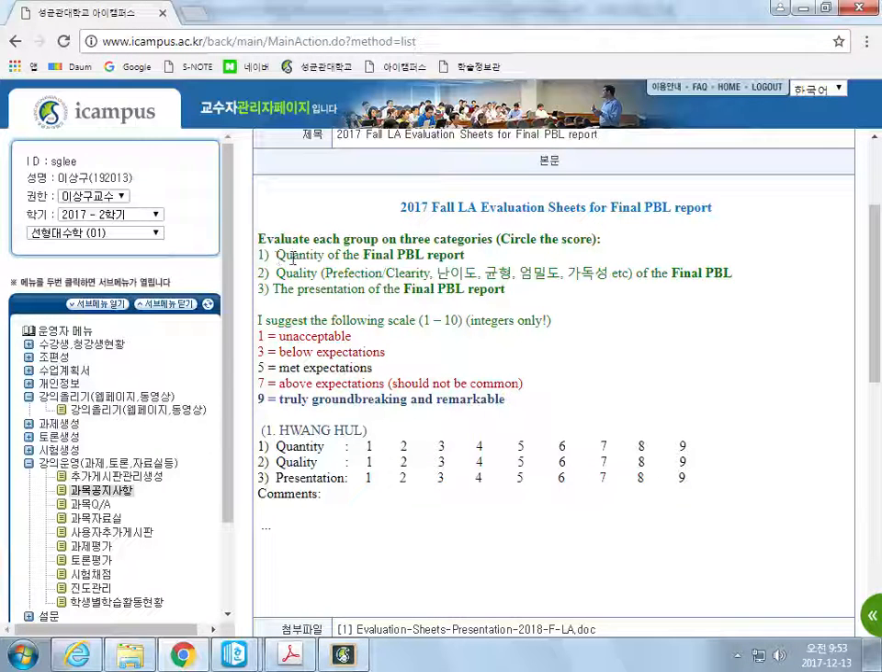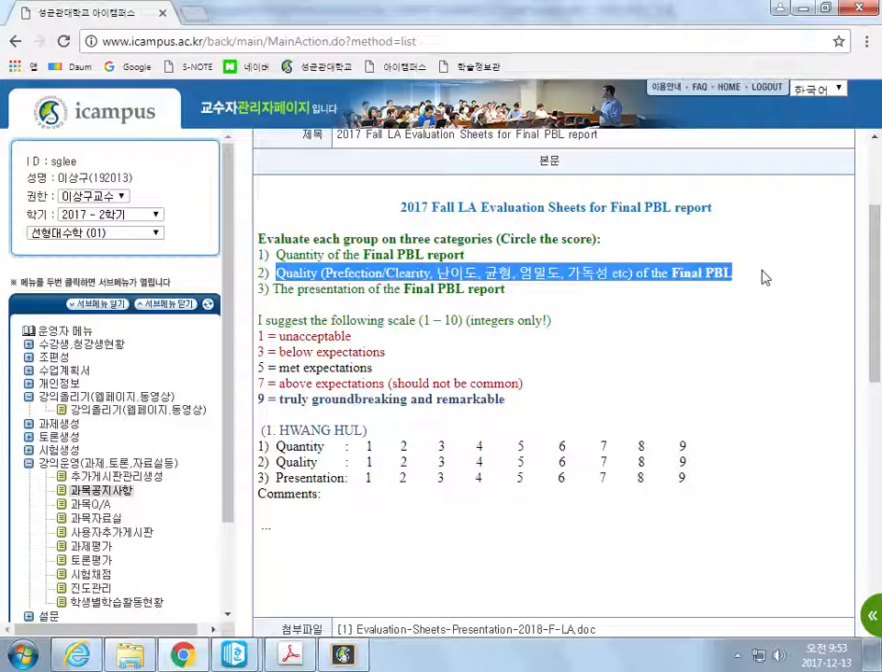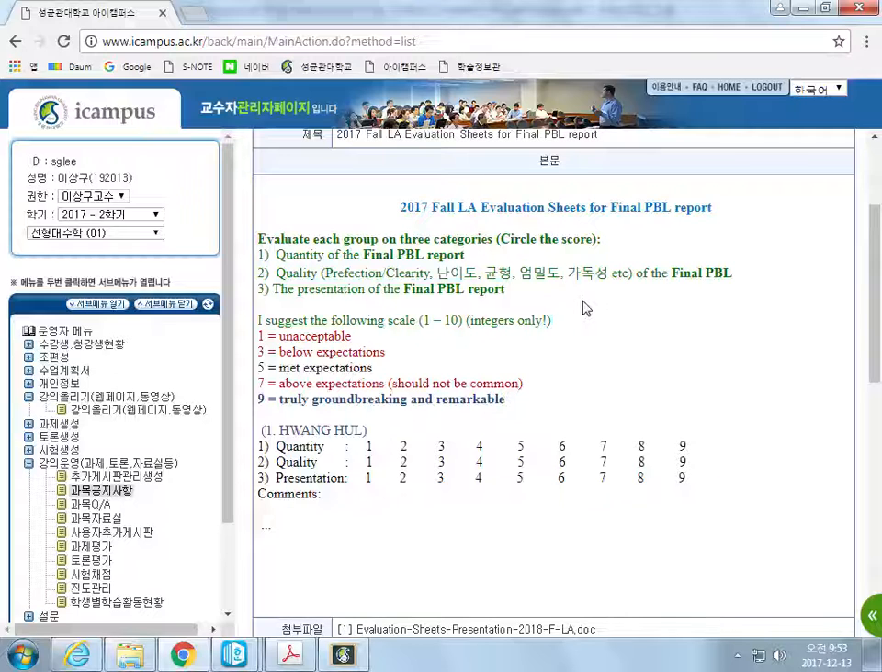Evaluation will be based on the quantity of your report and quality of your report, originality and clarity, and then the complexity and balance, etc. And you will evaluate the quality of the presentation, with the evaluation scaling from 1 to 10. 10 is the high, and 9 is the highest.